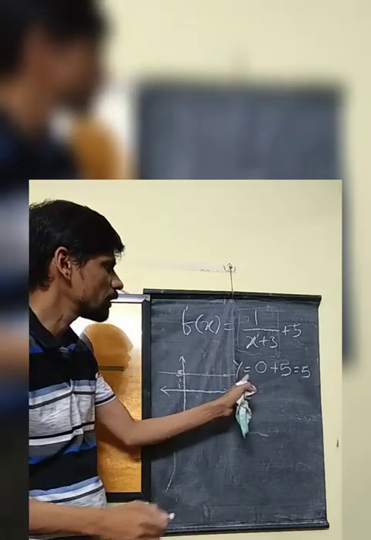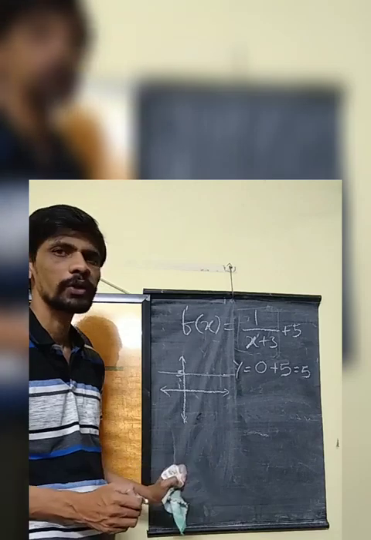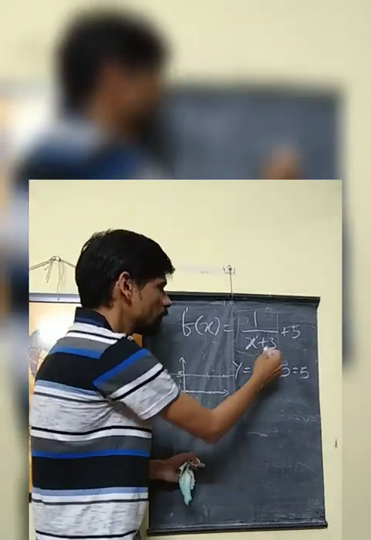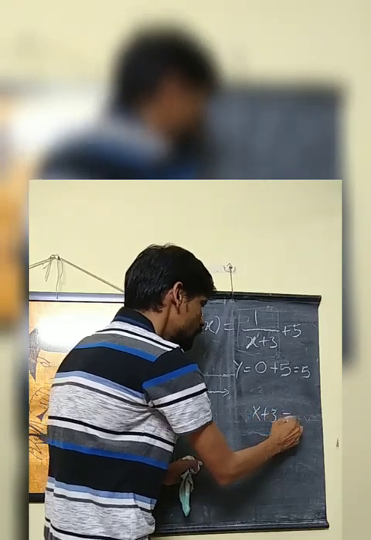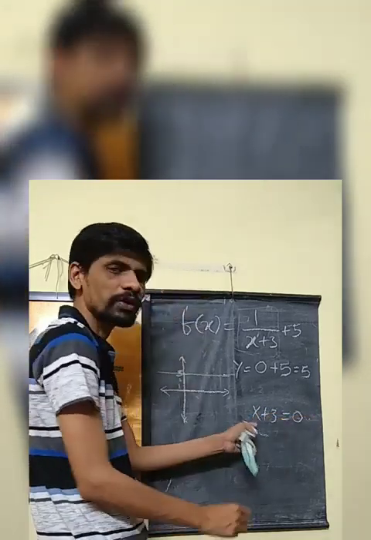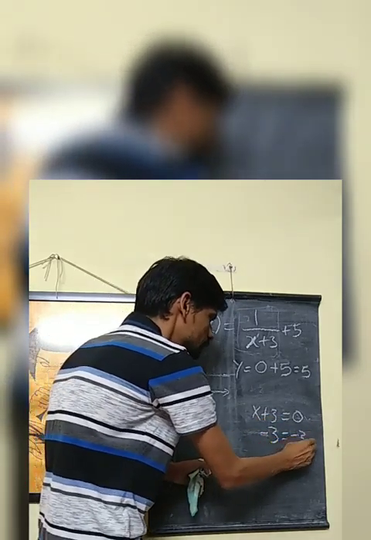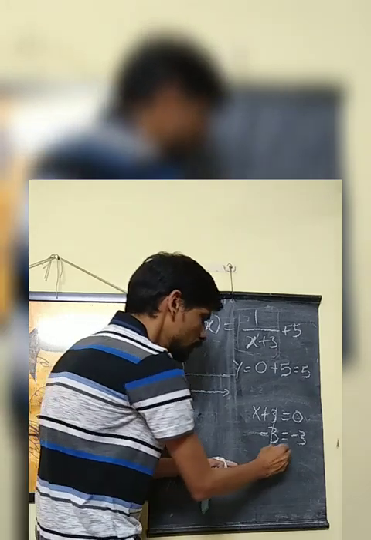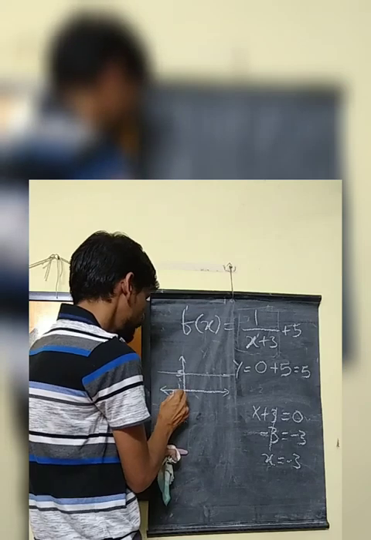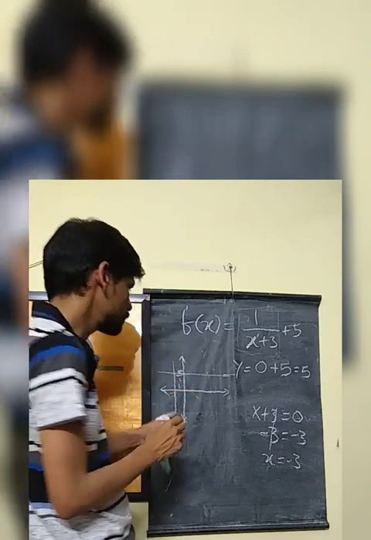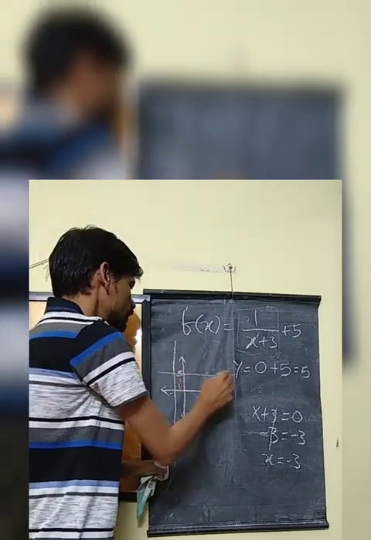So now we have identified the horizontal line. Now we will try to identify the vertical. Vertical is the same as what we did previously. x plus 3 equals 0. To calculate x, what can we do? Add minus 3 here and minus 3 here. These 3s will go, so x equals minus 3. So minus 3 here is my vertical line, and this is my horizontal line.